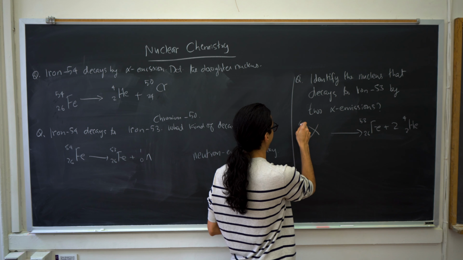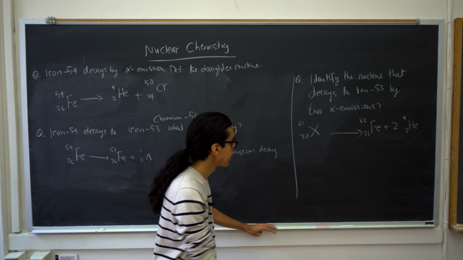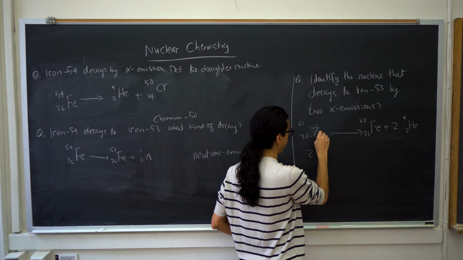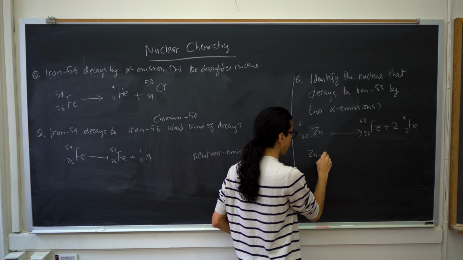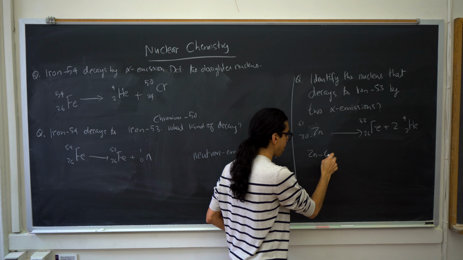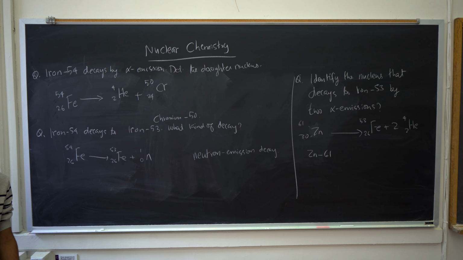Yep. What atom would that be? Zinc. And how would I call it? Zinc 61. Excellent. So it's a very simple numbers game. Top numbers add up and the bottom numbers add up.